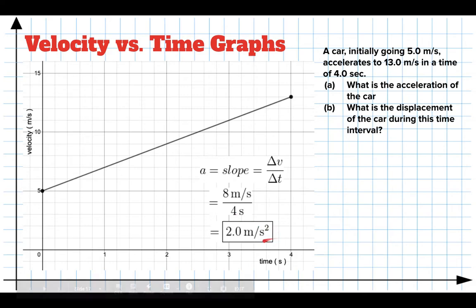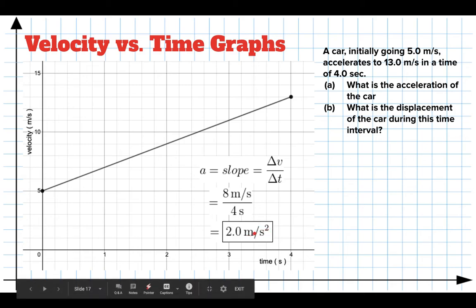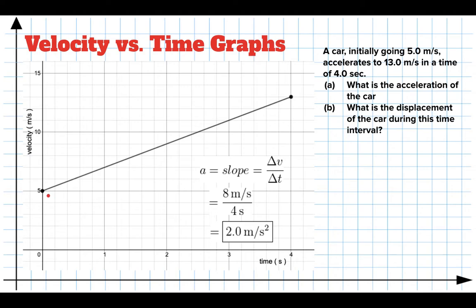Mathematically, we write it as meters per second squared, but it's probably more helpful to think about it as meters per second every second. So it's going 5, and in 1 second, it speeds up 2 meters per second. So now it's going 7. After another second, it speeds up another 2. Now it's going 9. Its velocity is increasing 2 meters per second every second. So we can find the acceleration just by finding the slope.